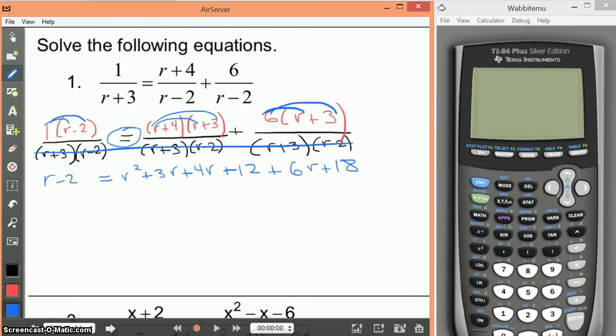Now what you need to do is to try to simplify and combine like terms. Since you have a quadratic equation, try to move everything to one side of the equation. So r squared, 3r, 4r, and 6r is 13r. 12 and 18, that would be a 30. So r minus 2 is equal to this much. Again, remember you need to move everything to one side of the equation.